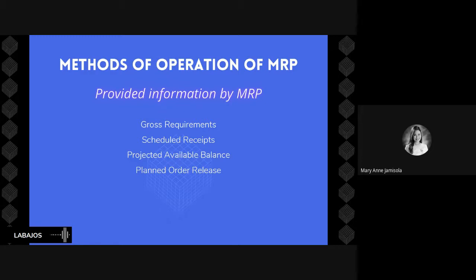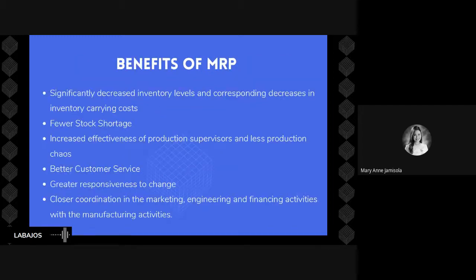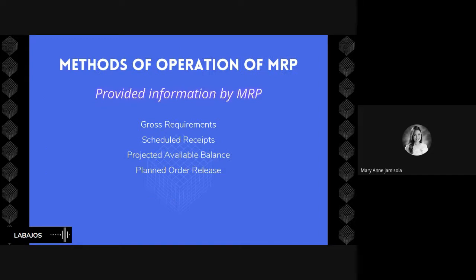So the information provided by an MRP system includes the following: gross requirements, scheduled receipts, projected available balance, and planned order release. So gross requirements, this shows us the demand for the components or assembly, comprising the company's customer orders and forecasts, sales forecasts. Scheduled receipts, this shows us the expected delivery dates and quantities of purchase orders already put in the system.